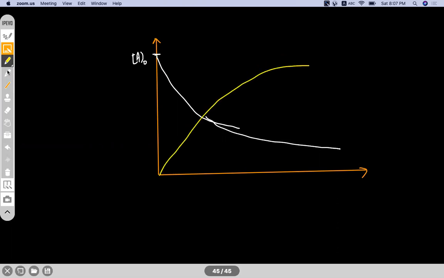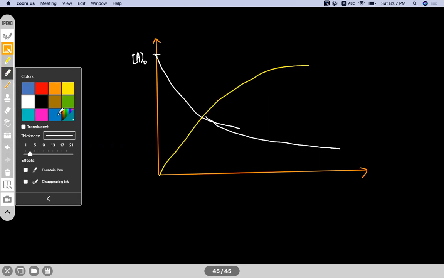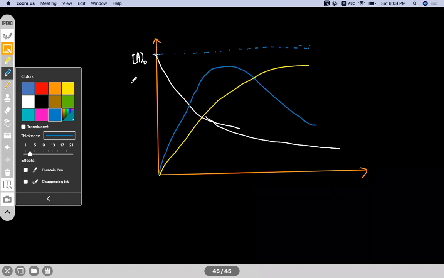B, at one point, becomes maximum. So the graph of B would go like this and then it comes down. Remember, none of these graphs will go beyond this maximum value of A, that is A naught. Based on this they have asked a question once. Because A naught is the maximum concentration, and with A naught only B and C are forming, correct? So the graph cannot exceed or go beyond this line.